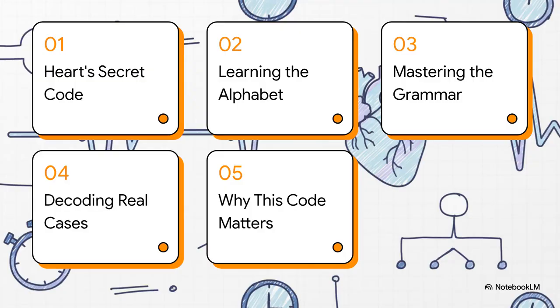So, here's our game plan. First, we'll learn the alphabet of the ECG, the basic waveforms. Then we'll get into the grammar, which is all about how to read the paper itself. After that, we'll jump into a couple of real cases to put it all to the test. And finally, we'll wrap up with why this code is so incredibly important.